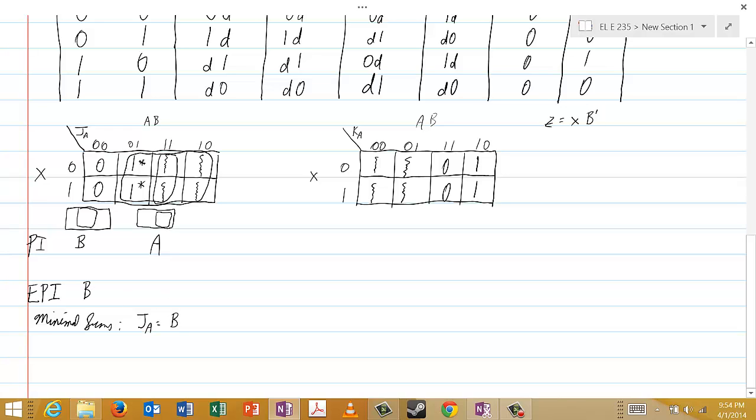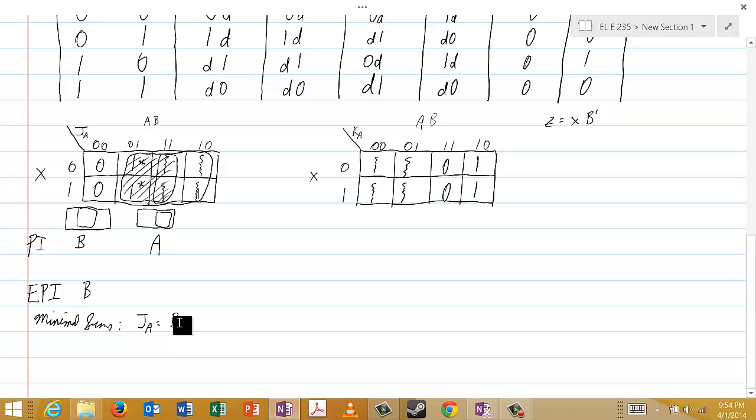And then if we shade in B, we'll shade this in like that, and now we ask ourselves, is there anything else that must be accounted for? And the answer is no, because these 2 are don't care conditions, so we don't have to account for those, and therefore we're done. So the minimal sum for JA is simply B.